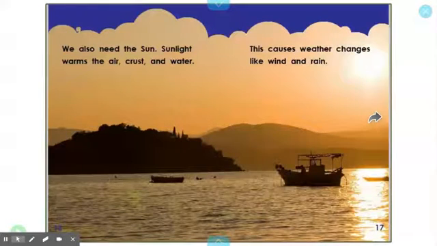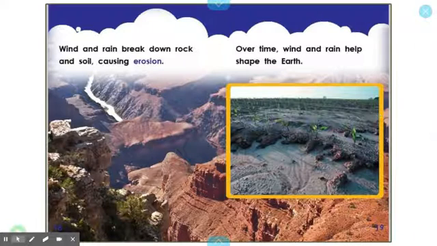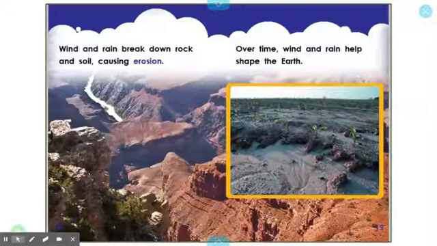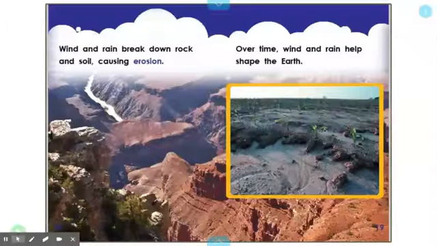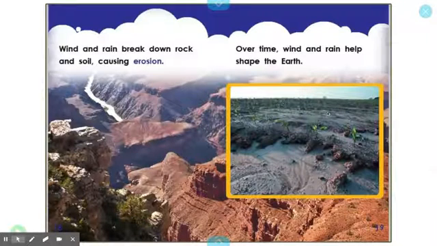We also need the sun. Sunlight warms the air, crust, and water. This causes weather changes like wind and rain. Wind and rain break down rock and soil, causing erosion. Over time, wind and rain help shape the earth. And we talked about the Grand Canyon, with the erosion of the river and the wind-swept landscapes that we have. There's not a lot there growing.